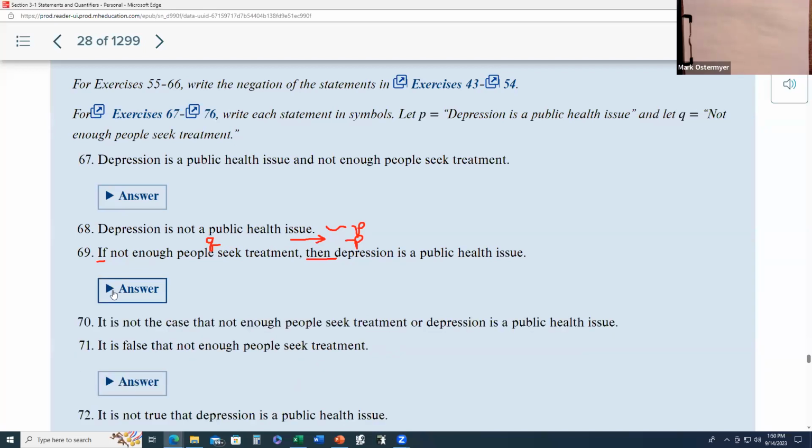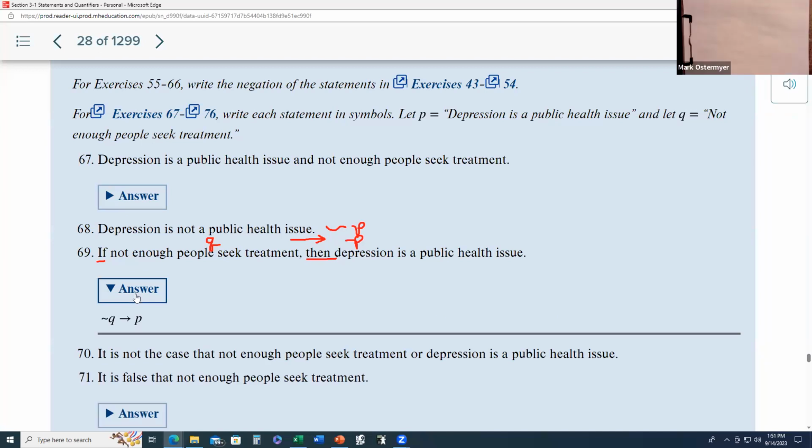Wait a minute, was that the wrong one? No, we got that one correct. Wait a minute, do we? If not enough people seek treatment, that's what Q says. Not enough people seek treatment. That would be statement Q. That sounds like statement Q. Then depression is a public health issue. It seems like it should be Q then P, right? And they got if not Q then P.